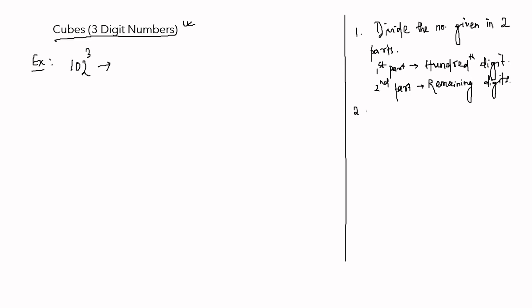So now 102, we will be dividing it into 2 parts. The first part will be the 100th digit. This is the ones place, this is the tens place, this is the 100th place. So the 100th place is 1, this is one part, and the remaining is 0, 2. This is another part. So we divided it in 2 parts. This is the first part and this is the second part. This is our first step.